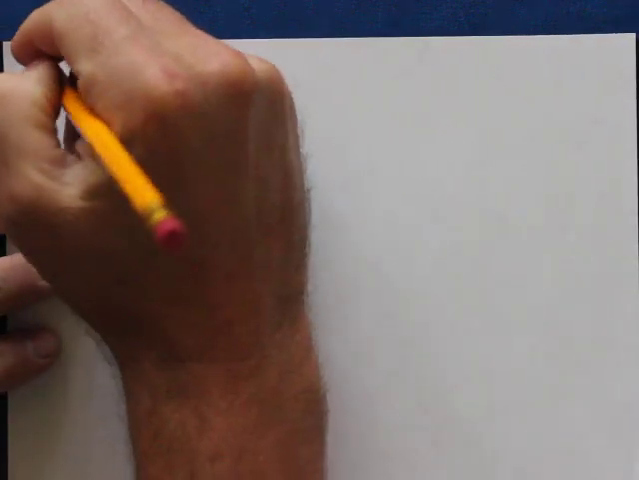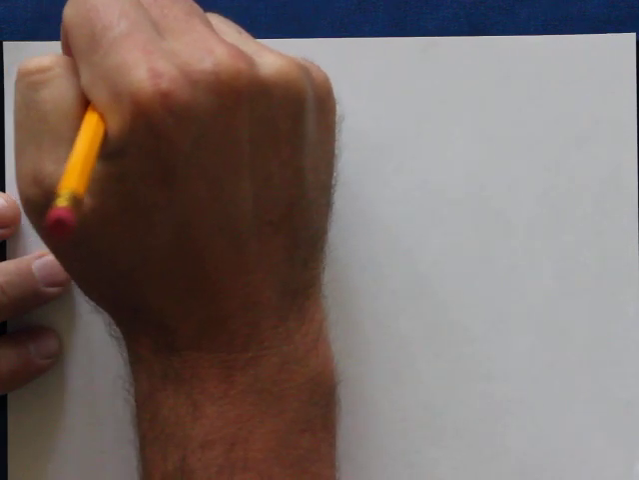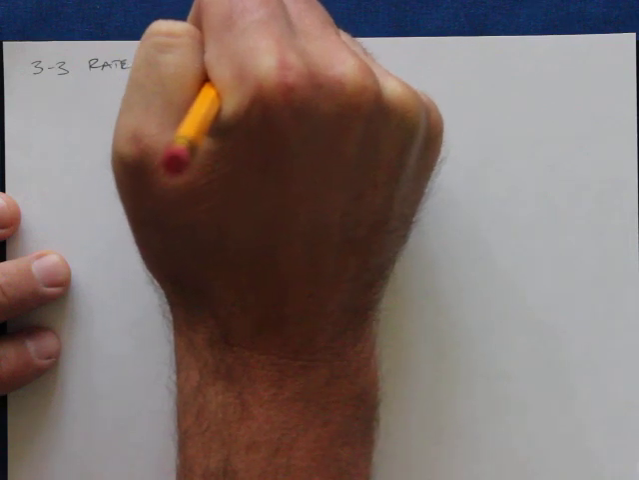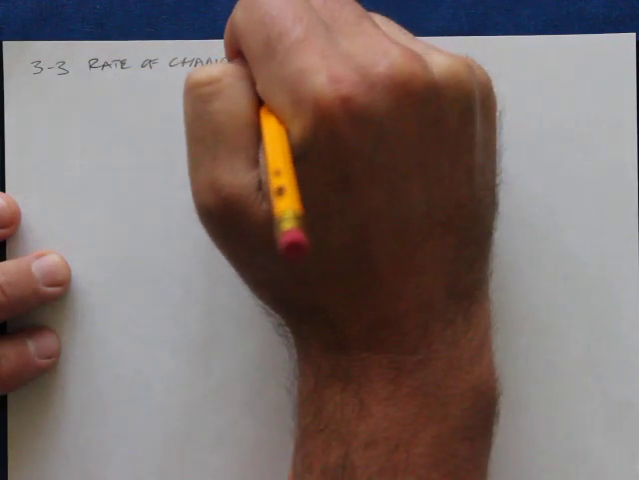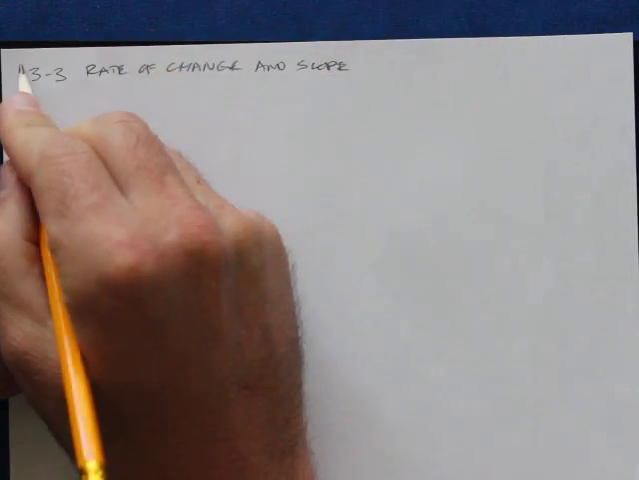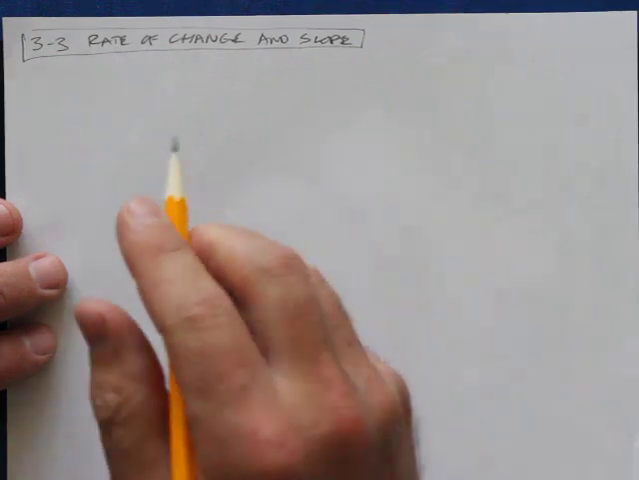Algebra 1, Chapter 3, Section 3-3, rate of change and slope. Rate of change and slope.